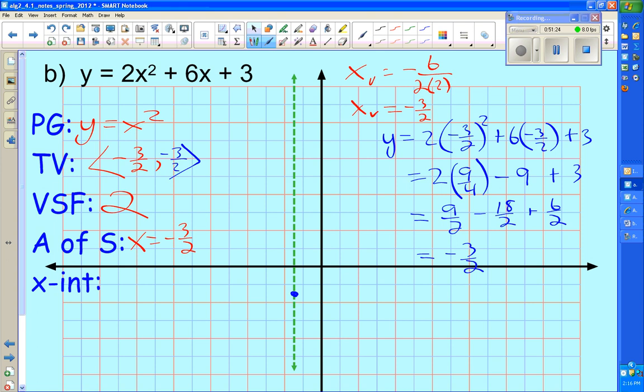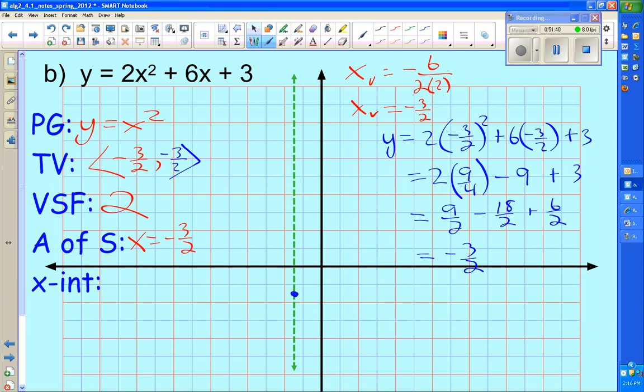Which way does it open? Why do you think that? Opens up. Wait, that's not what you said. No, because it's positive, not negative for the x squared. But you said yeah. But you meant no.